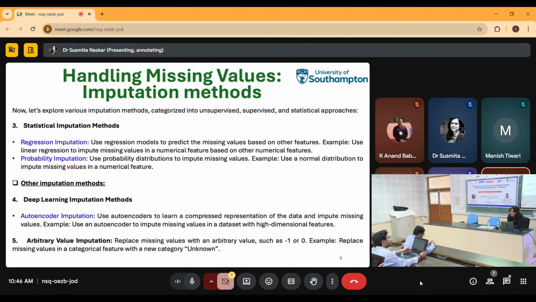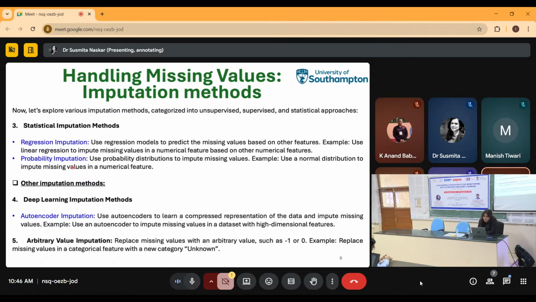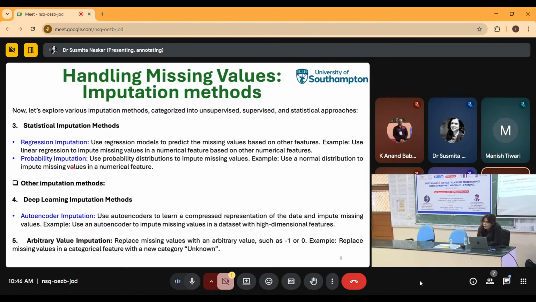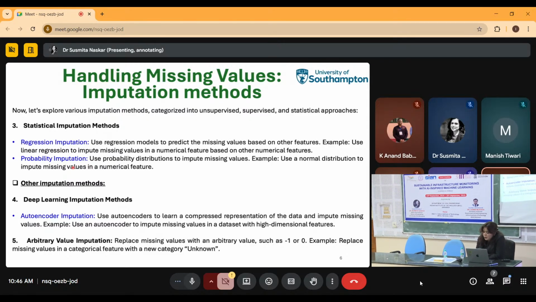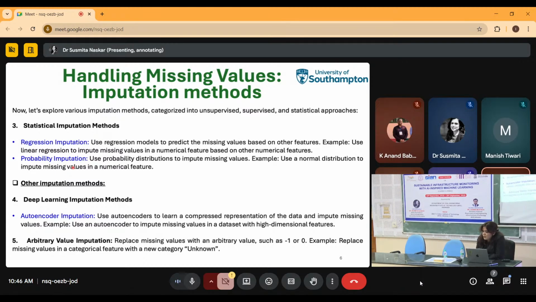And then, except these three, that means supervised, unsupervised and statistical imputation methods, there are several other ones as well. Another important one which we use quite a lot for infrastructure monitoring is the deep learning imputation method. And that's also divided as autoencoder imputation. For this kind of autoencoder imputation, we use a denoising or masked autoencoder that learns the nonlinear structure of the data and then reconstructs the missing entries, right?